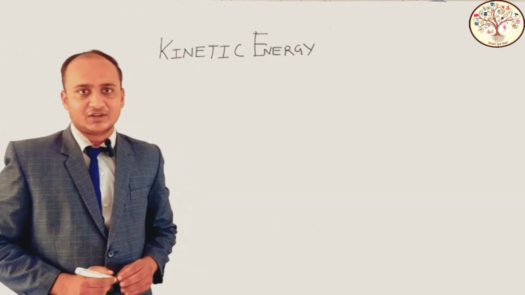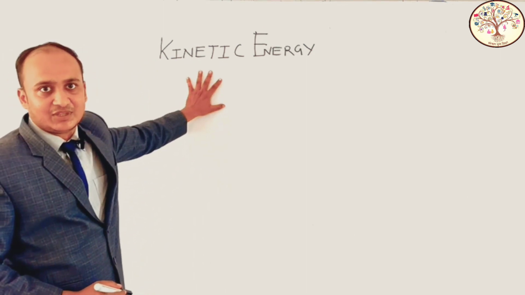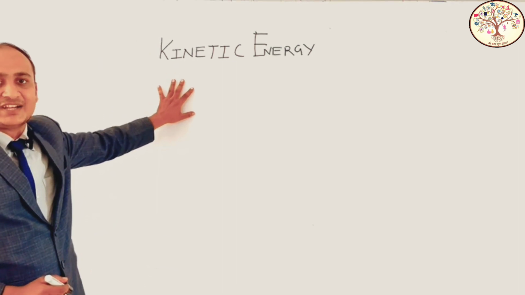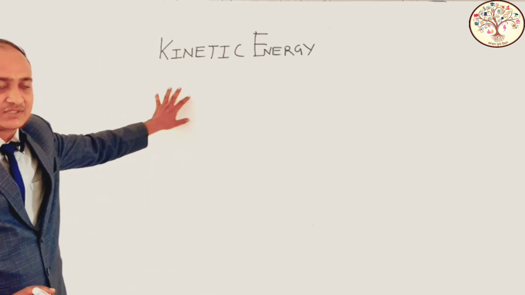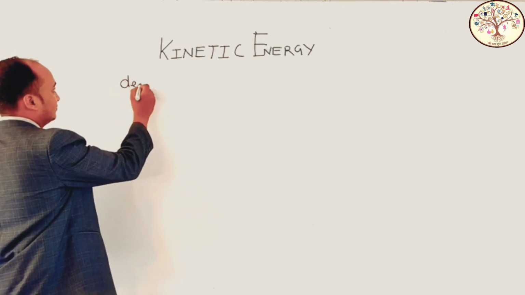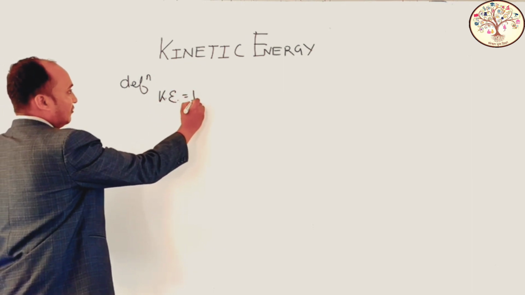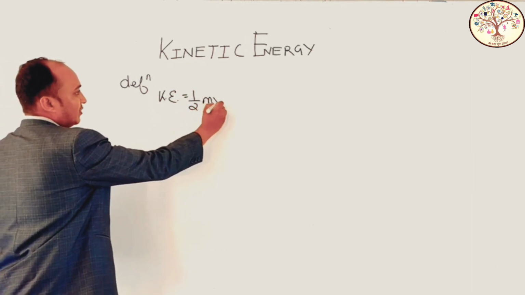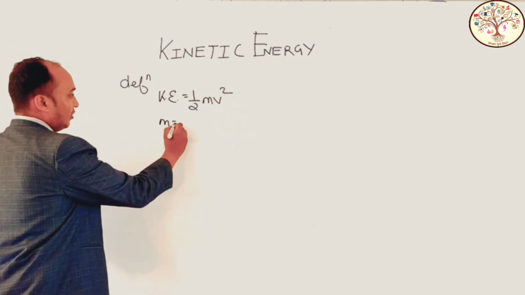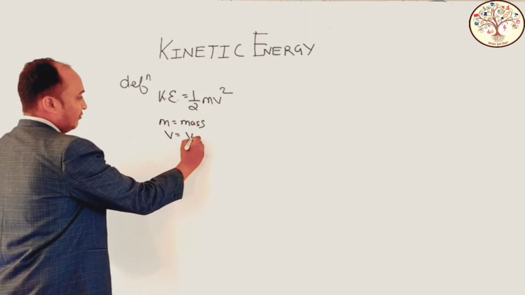I am Satna and today we are going to learn about kinetic energy. First, let us know what is kinetic energy, what is its definition. Kinetic energy is defined as half mv square, where m stands for mass and v stands for velocity.